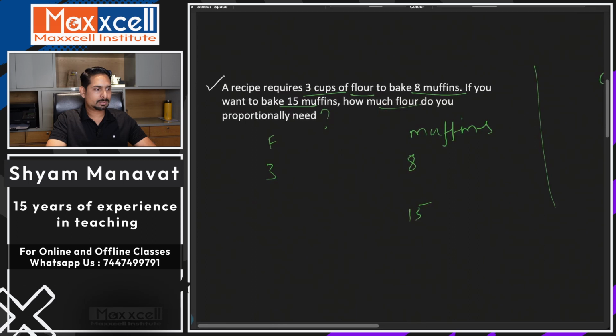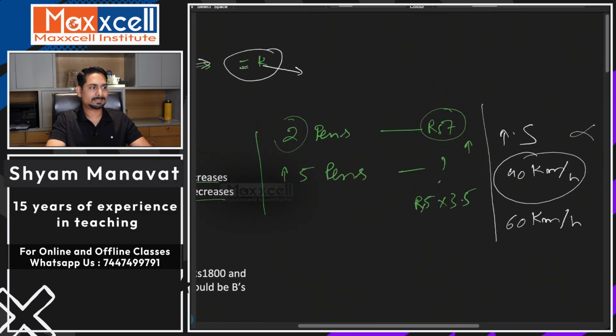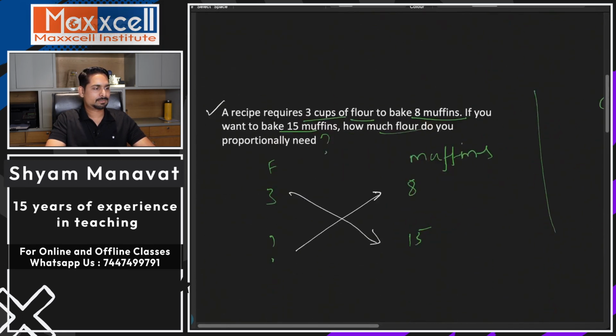I'm sure you must have got the answer by now. If we require 3 cups to prepare 8 muffins, then how many cups do we need to prepare 15 muffins? It's simple cross multiplication, right? The way we solve this question, if 2 pence cost you 7 rupees, then 5 pence will cost you how much? I hope you remember the calculation which you used to do in school: cross multiply. Correct.